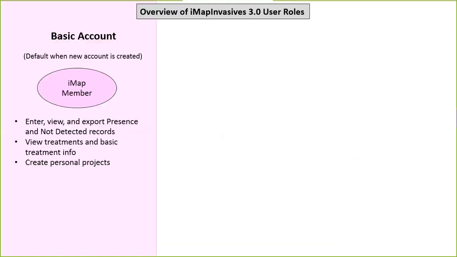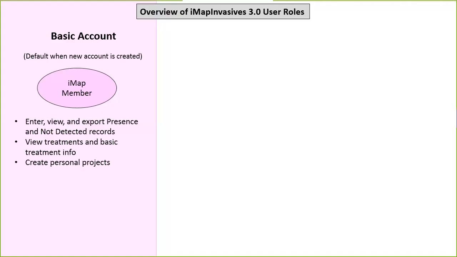And then just going into some of the different permissions that go along with these different roles. So that pink box, the everyone and everywhere, the IMAP member, has, this is when you can create your, say if you create a new account from the website, you sign up, or if you had a membership from IMAP 2 and it carried over, you're able to enter, view, and now export presence records and not detected records. And so that gives you a lot of power at your fingertips.